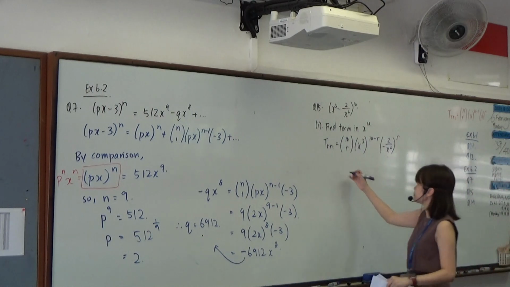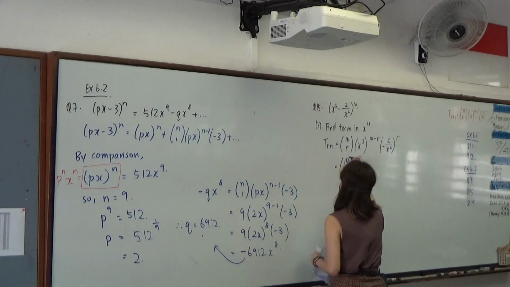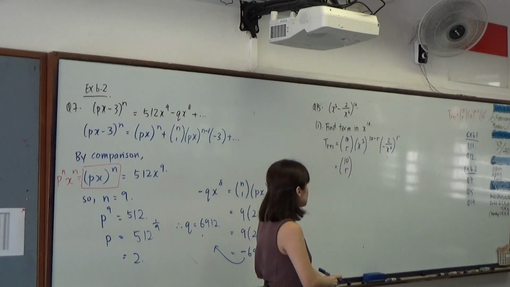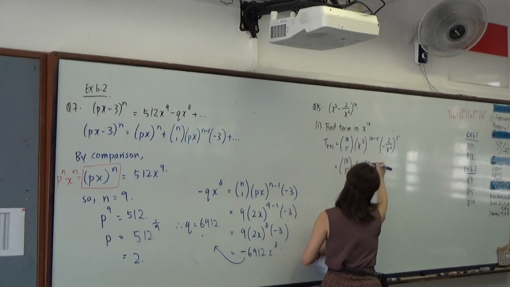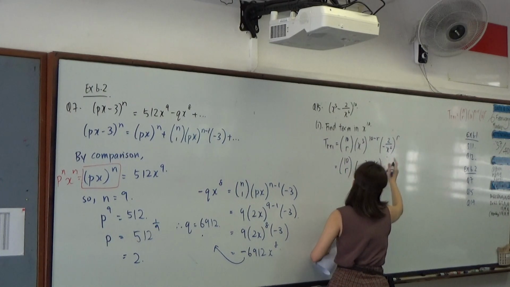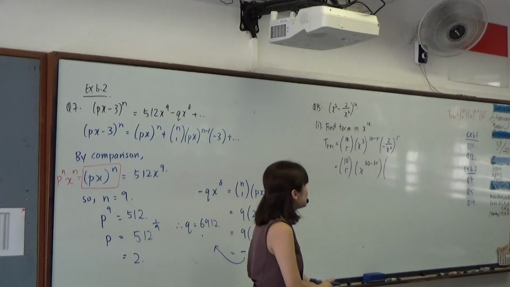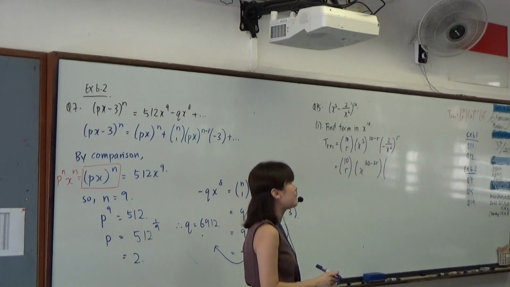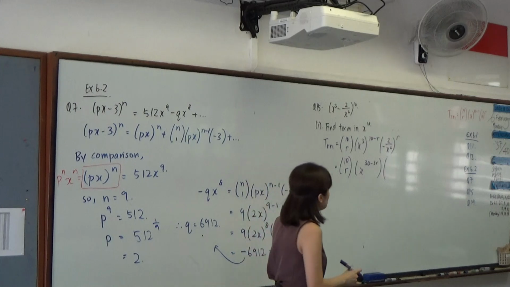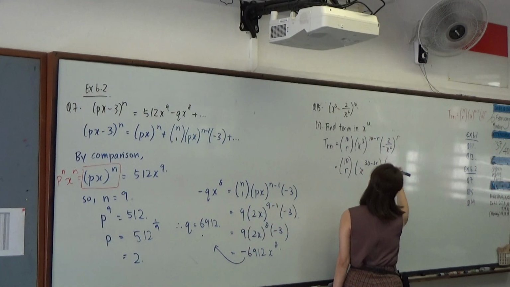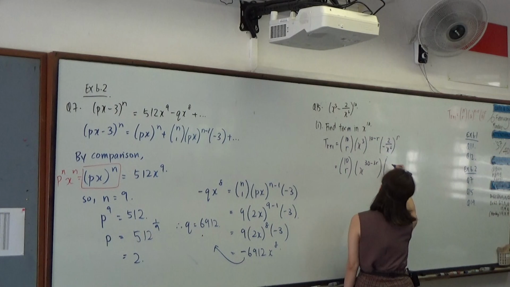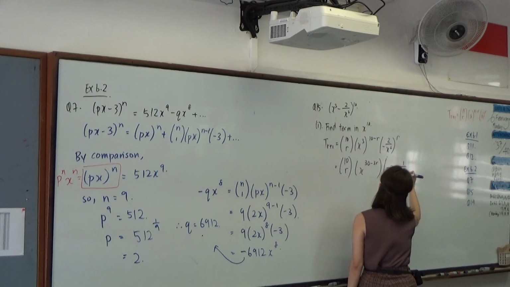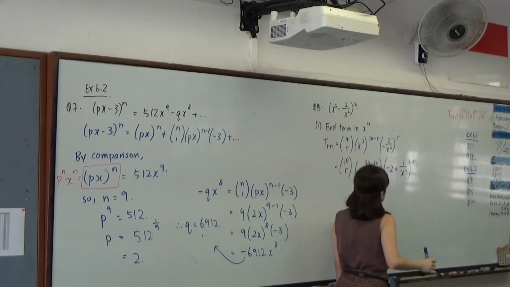Simplifying this. Okay, 10 choose r, we keep it as such. Then the x cubed, okay, we can write it as x to the power 30 minus 3r. The challenge comes in for the negative 2 over x squared to the power of r. Okay, to help you break it down, I want you to see it as negative 2 times 1 over x squared to the power of r.